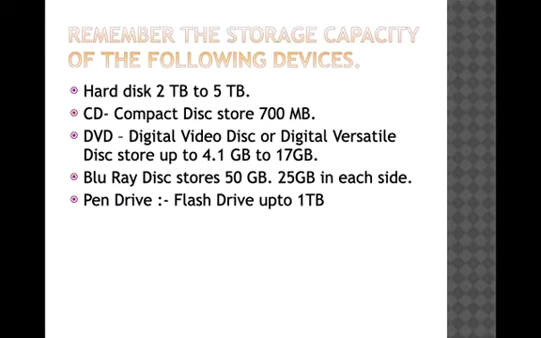So hard disk is made up of multiple disks and it stores data from 2 terabyte to 5 terabyte. It can store a huge amount of data. That is hard disk. CD, compact disk, stores around 700 MB of data. MB is megabyte, TB is terabyte.